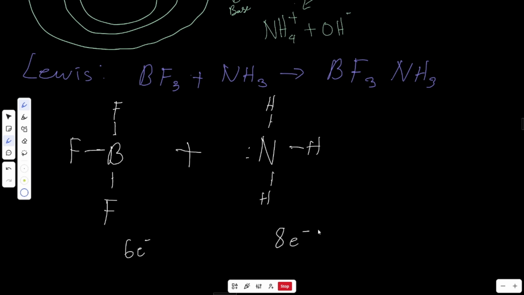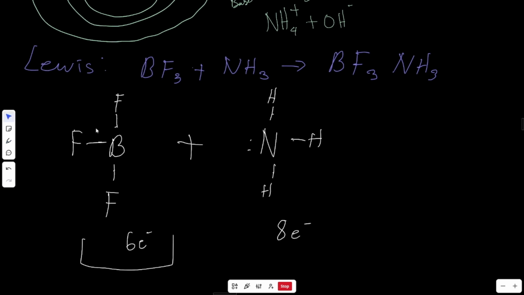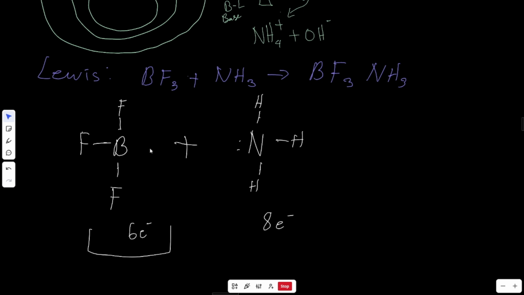Now which one here would need to accept an electron pair? Since we know that boron trifluoride needs an electron pair, we can say that this one over here is actually our Lewis acid. Because again, a Lewis acid is an electron pair acceptor. So this is our acid, and this is our base.